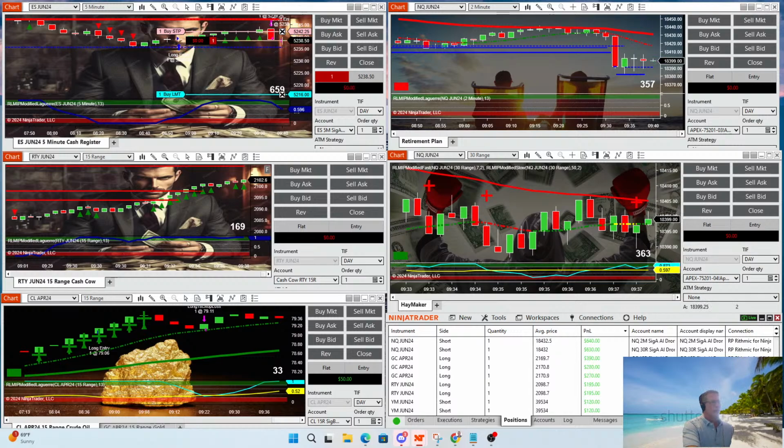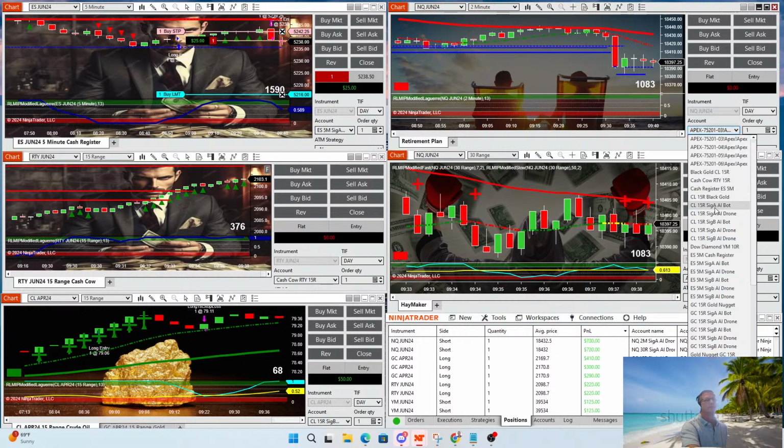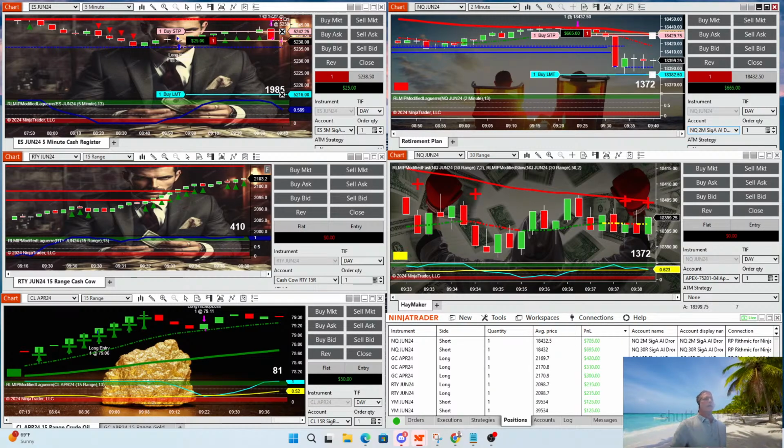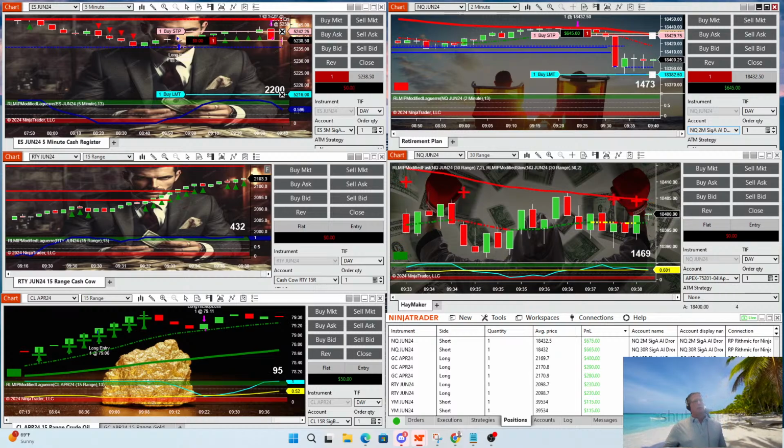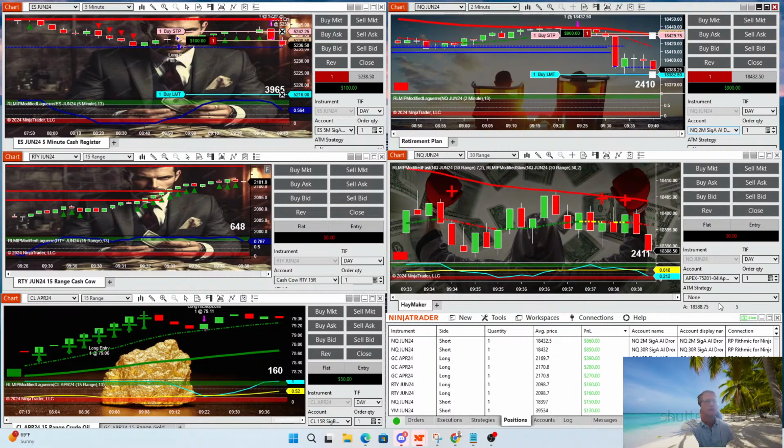So I'm in a short trade on the NASDAQ on the Signal A AI drone. I really like that trade. On this 2-minute, that's a really nice position to be in. If you're short the NASDAQ, you're looking good right now. And I'm also short on the 30 range, Signal A.